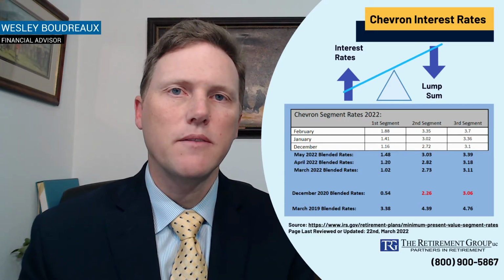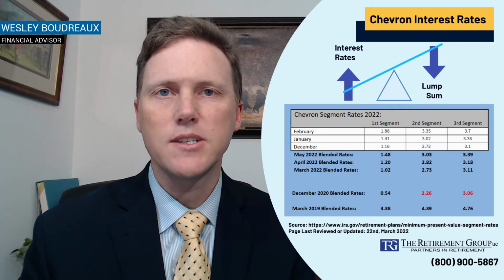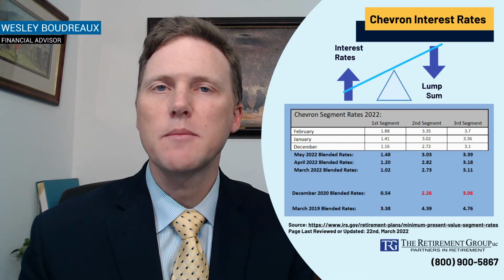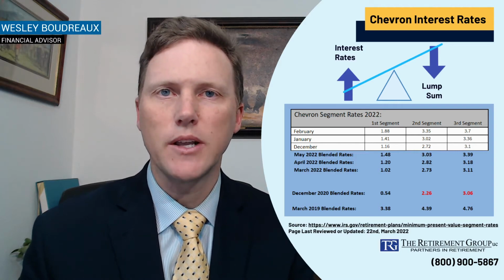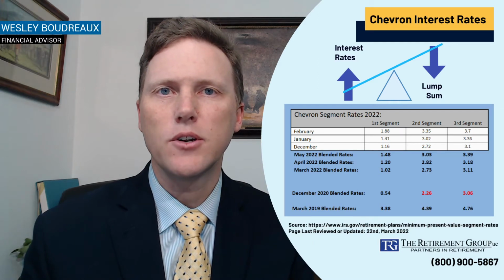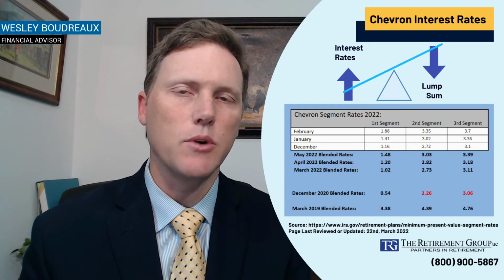Now, to give you a calculation method of how the pension lump sum works: again, they use interest rates to calculate it. What they use are the Pension Protection Act segment rates, which are released on a monthly basis. And they're not usually released until about the third or fourth week of the following month. So that's why we just got them for January.